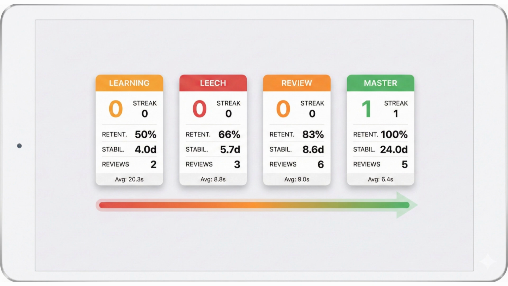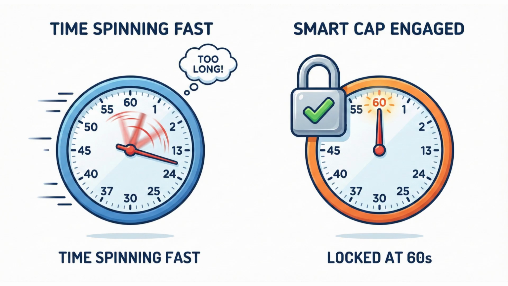Move on. Red means leech. This is the most important one. If you see red, your retention is below 80%. This card is wasting your time. Stop and rewrite it.